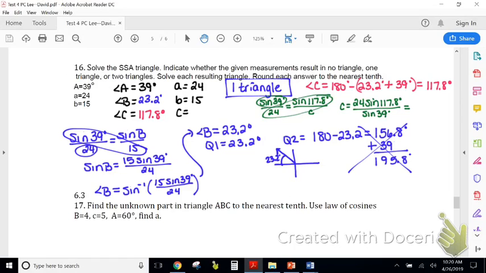And we get approximately 33.7. Good. My angles all have degree symbols. My sides were not given with any units. So there's our triangle, and we specified that there was one.